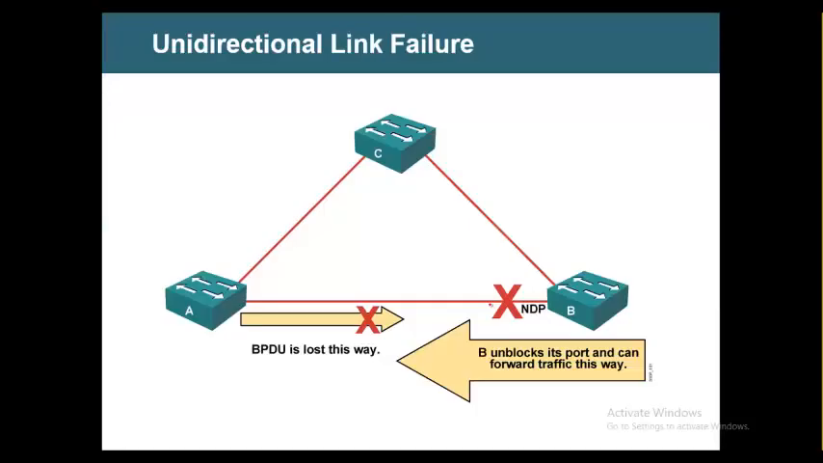By blocking one port, we prevent loop. But if BPDUs don't come, the switches will think that they need to unblock to prevent loss of data. But the truth is, the link is available, the switch is available, only one path, one direction of the link is gone, so BPDU is lost.